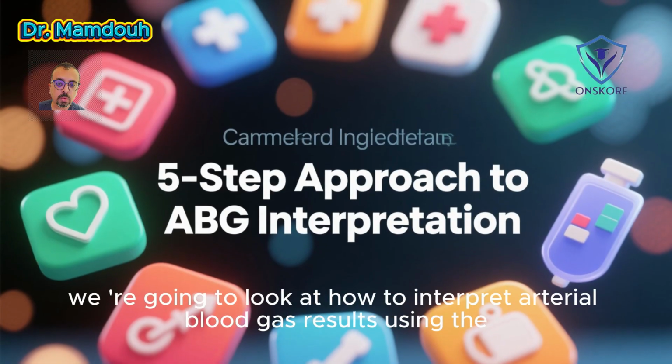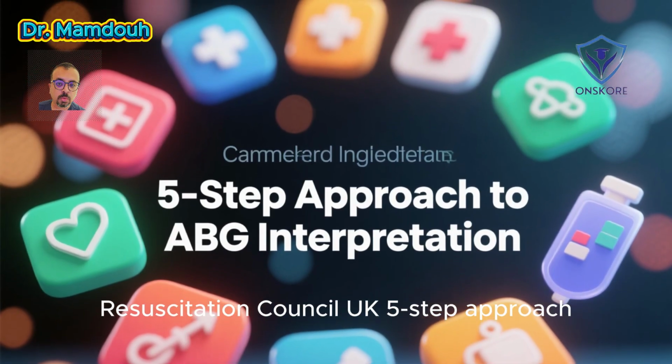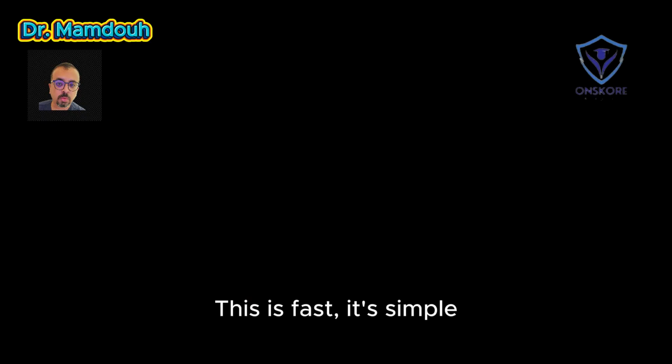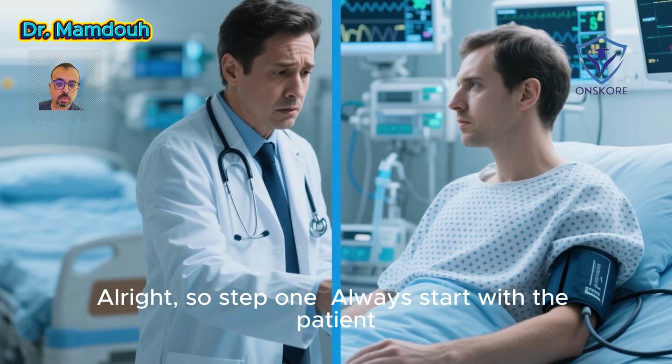So in this lesson, we're going to look at how to interpret arterial blood gas results using the Resuscitation Council UK 5-step approach. This is fast, it's simple, and it's perfect for your medical school exams or even the MRCP. Here we go.